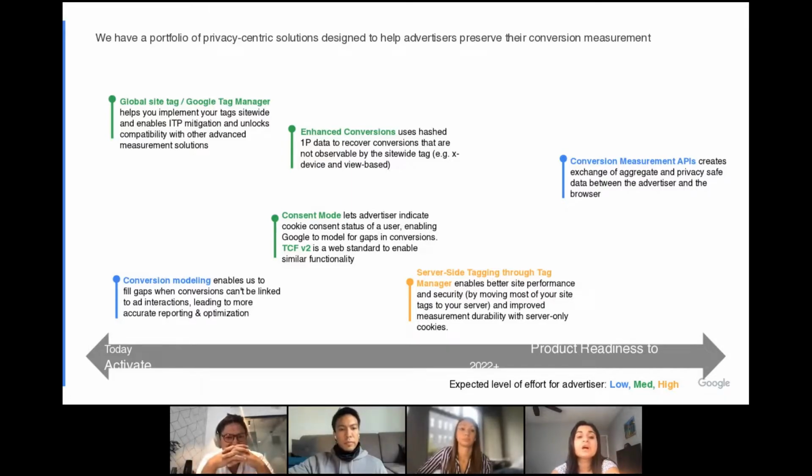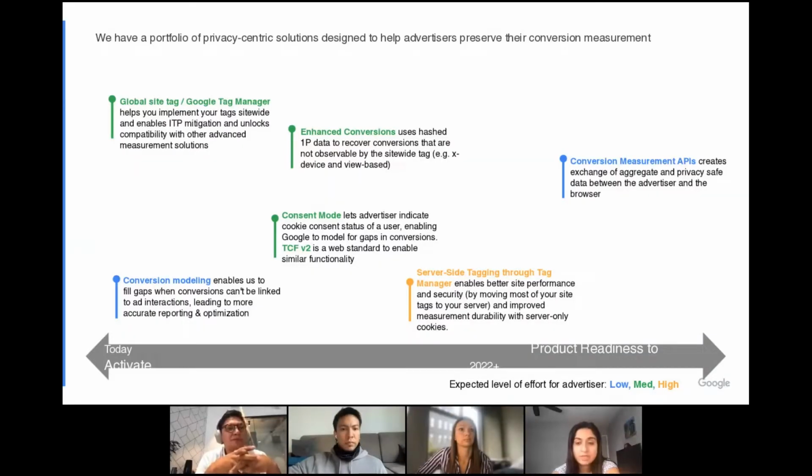I'm just going to quickly talk through each one of these very briefly before we go deeper into consent mode. The first one, Google Site Tag or Google Tag Manager. This is really what provides the foundational tagging platform on top of which all other privacy-centric measurement solutions are built. So it's extremely important to have Global Site Tag or Google Tag Manager throughout all your different web pages, across your website, as it unlocks compatibility with everything else on this page.